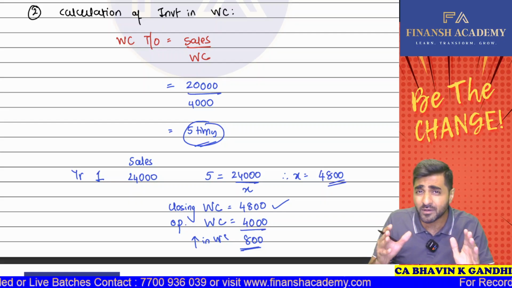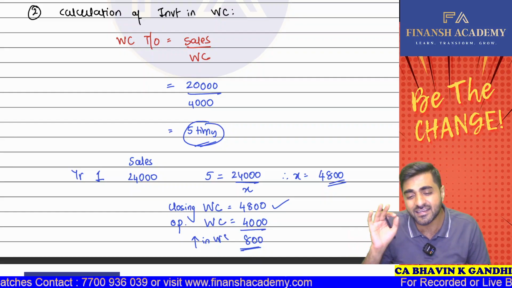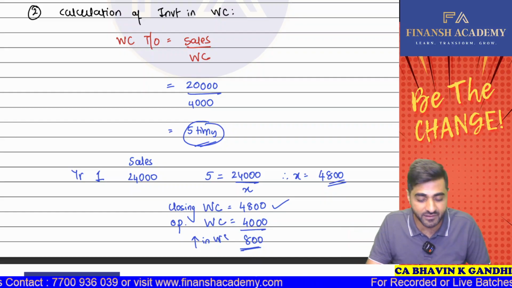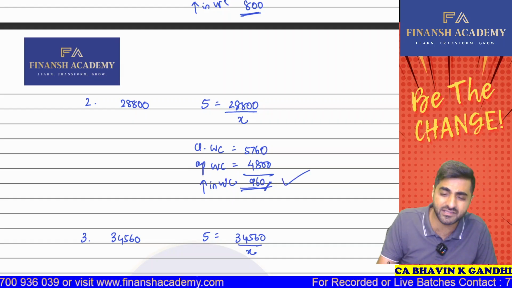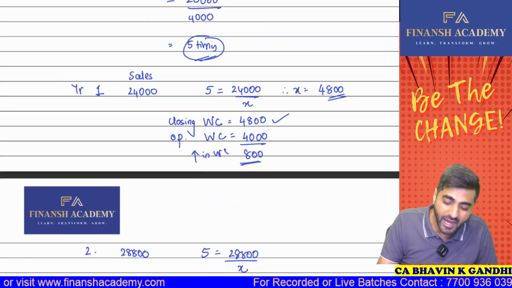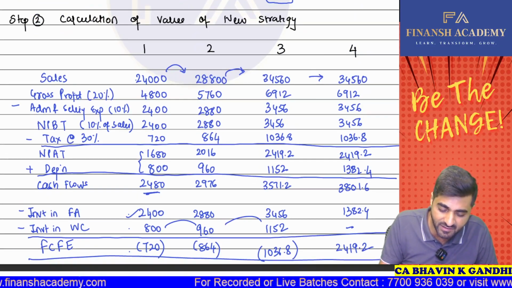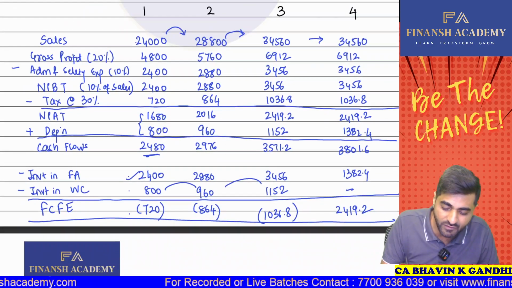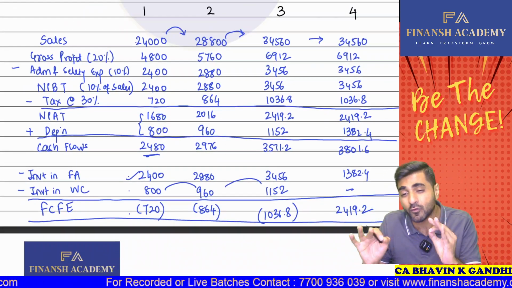Your opening working capital is 4,000, your closing is 4,800. It means that there is going to be an increase in working capital of 800. Similarly, here there is going to be an increase in working capital of 960. Here there is an increase in working capital of 1152. And we just have to post all these things here in our income statement as a subtraction. This will give you your free cash flow for equity. But here the emphasis should be on the fourth year.